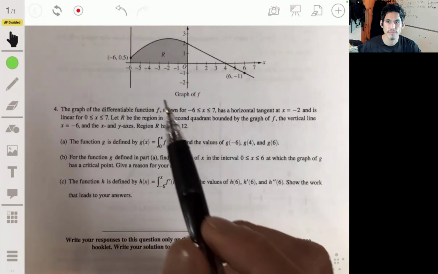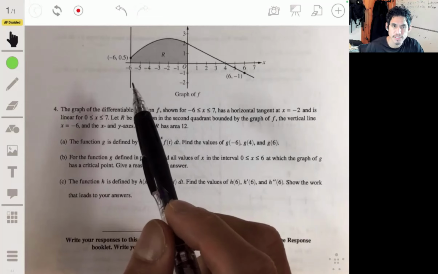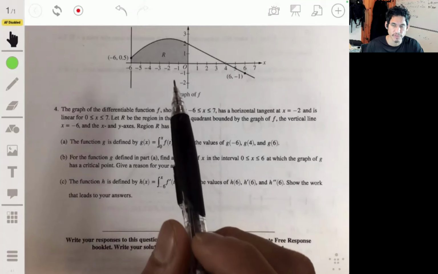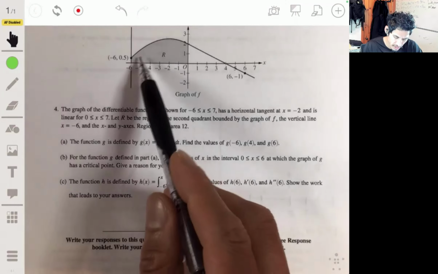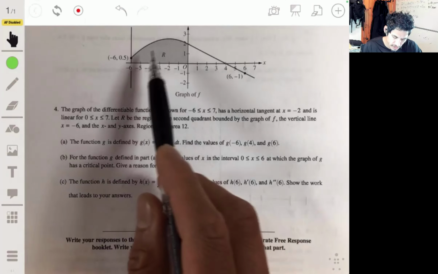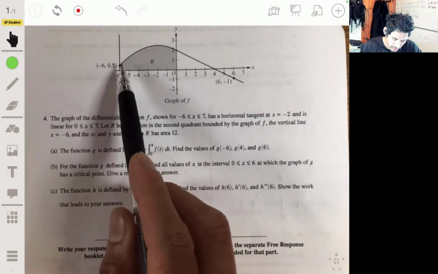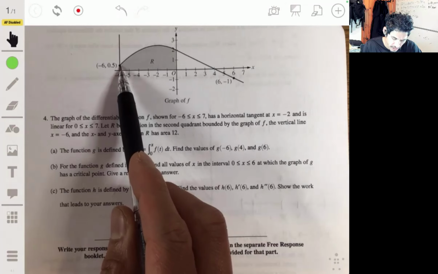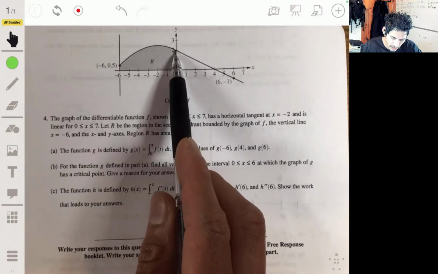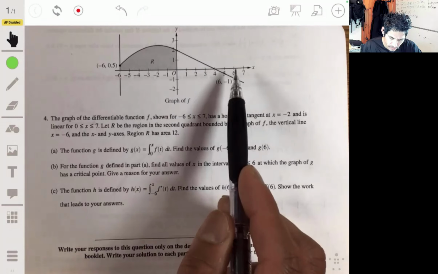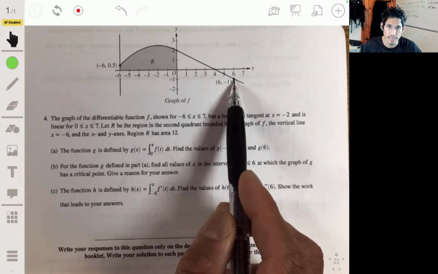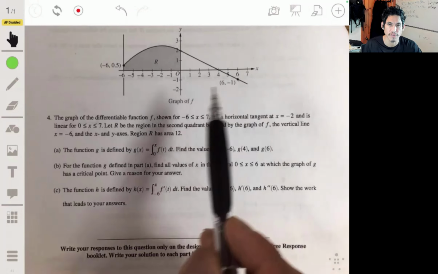All right, problem 4 from the 2024 AP Calculus AB free response section. So here we have this graph, and it shows the shaded region R going through these points: -6, 5, the y-intercept here at 2, and then it also goes through 6, -1.